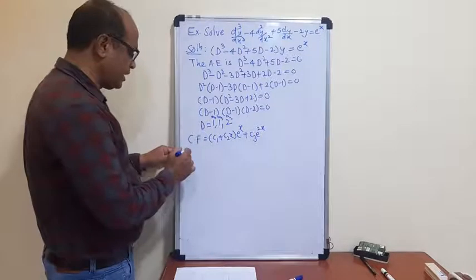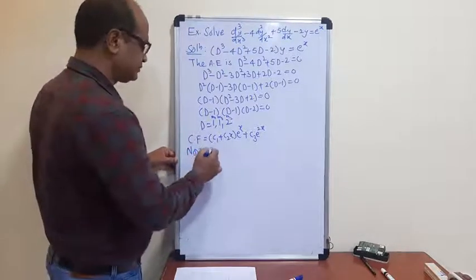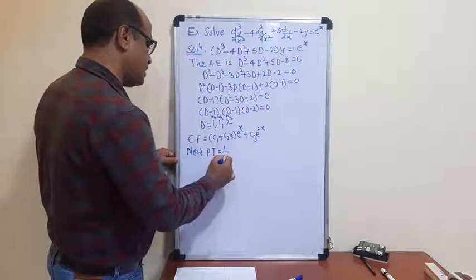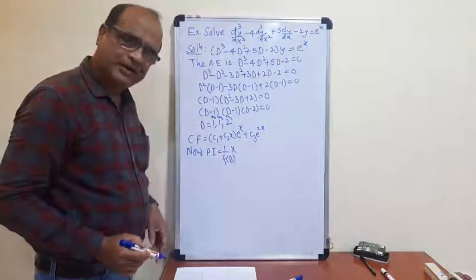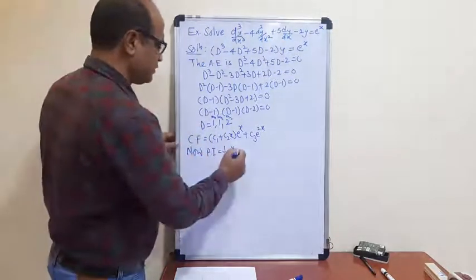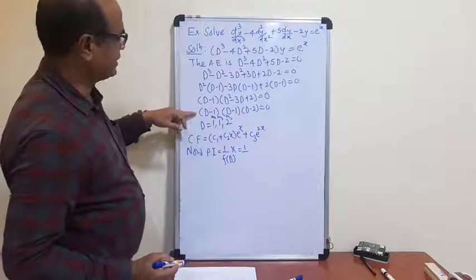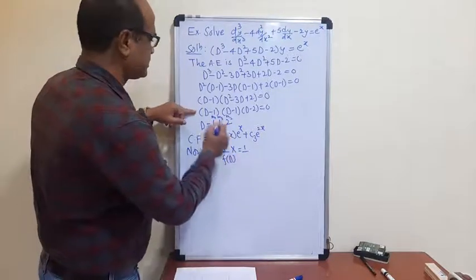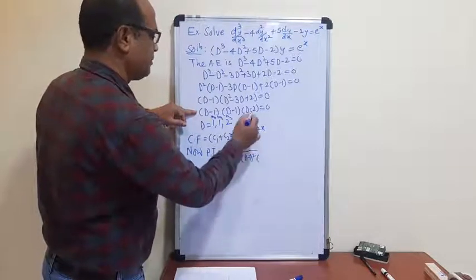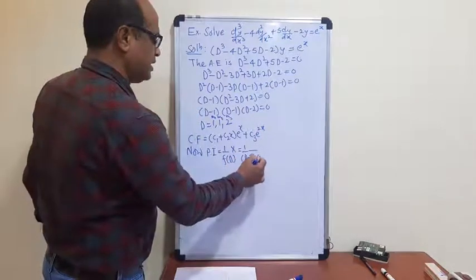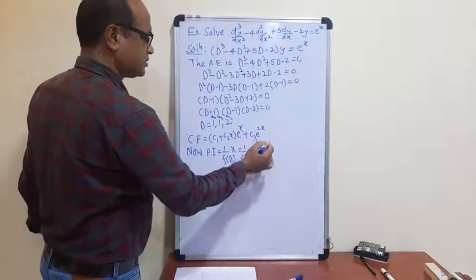Now we have to find the particular integral. The PI is equal to 1 upon f of D operating on X. This is the inverse operator, 1 upon f of D, operating on X. What is f of D? That is (D minus 1) into (D minus 1) into (D minus 2), that is (D minus 1) bracket square into (D minus 2). And what is X? X is e raised to x.